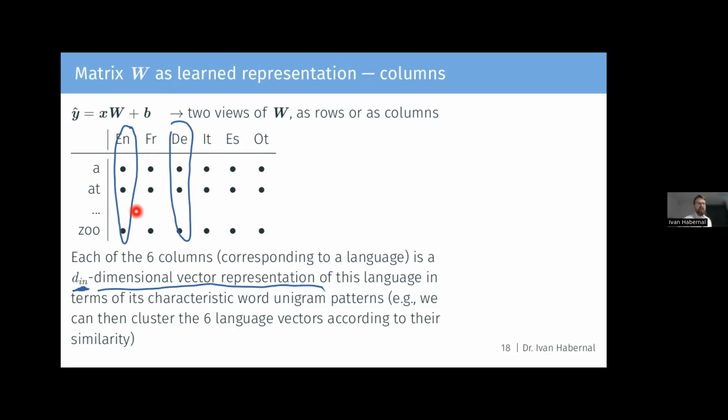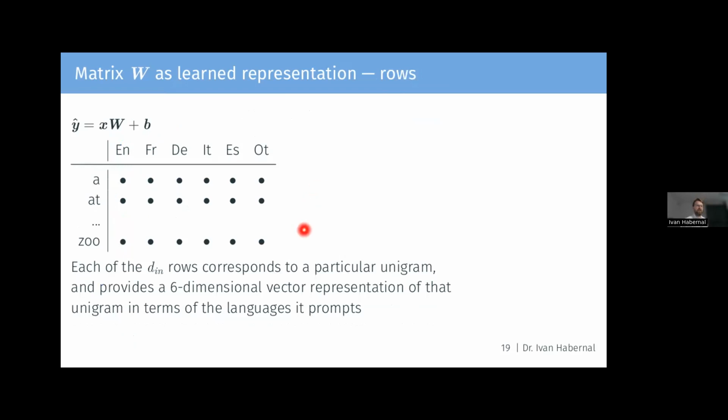There is another view, the row view, where each row corresponds to a unigram, basically a word. Each word provides a 6-dimensional vector representation of that word in terms of the languages it's promoting, in this task. So each of these words is represented as a kind of embedding, an embedded vector over all these 6 classes. This is a learned representation of each word. It has a meaning because the word will have some projection to the 6 classes.